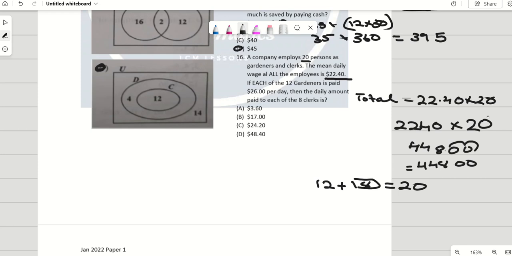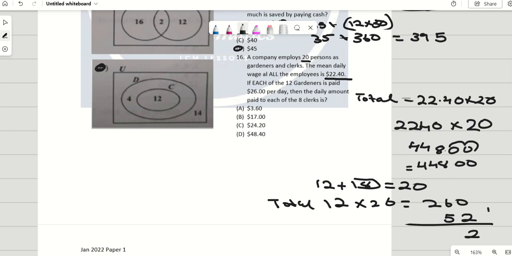They said if each of the 12 gardeners is paid $26 per day, then the daily amount that is paid for the 8 clerks is, and the daily amount. Right, so now we know that for your 12 gardeners, they are paid $26. So the total for your gardeners would be 12 multiplied by 26, which is 260 plus 52, that is 2, 6, that's 11, 2, 3, right? So it's 312, right? So that is how much they're paying their gardeners.